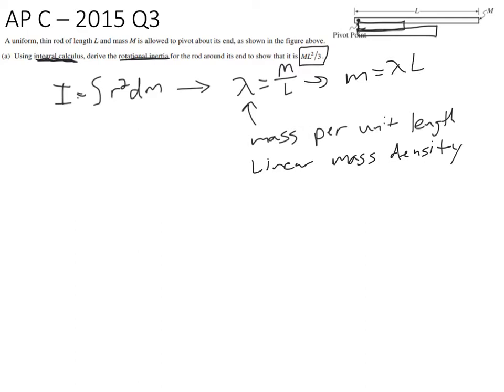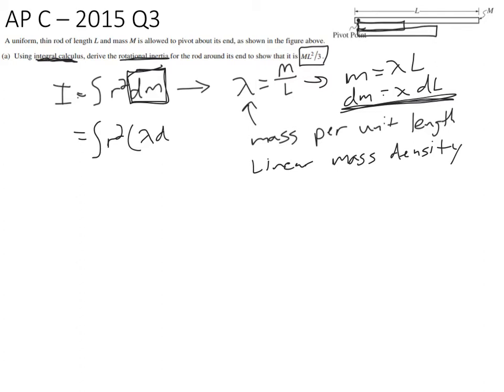Now, the thing is, I need to know dm. So, if I change the mass of the object, the linear mass density stays the same, and I end up getting this relationship. So this tells me how I can replace the dm with a dl instead, because in order for me to actually integrate this, I need to change this dm right here, because it's not going to work integrating r, because r actually does change as I change the length. So I replace the dm with lambda dl.